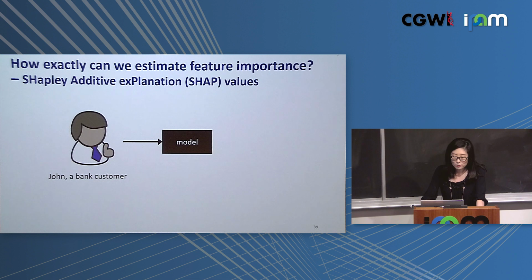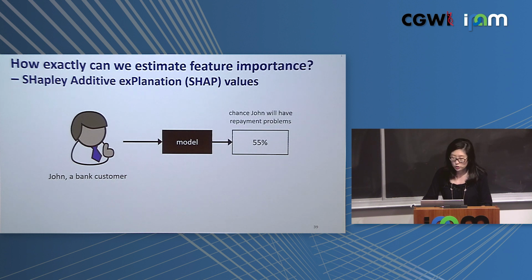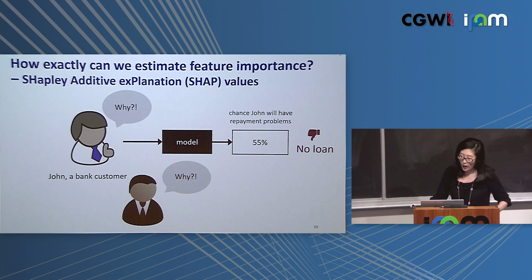Okay, and then this model is designed to calculate the risk that John will have a repayment problem, which unfortunately for John, is 55%. And because his risk is high, the bank declines his loan application. So the natural first question then is why? And the bank also wants to know why, because this is a key business decision.